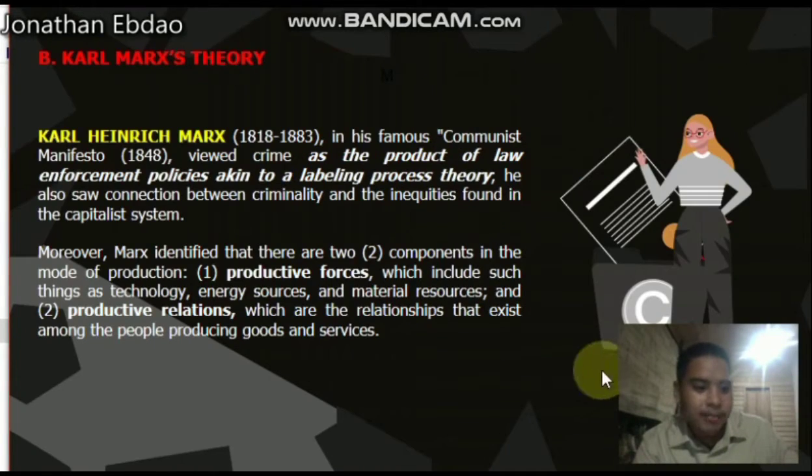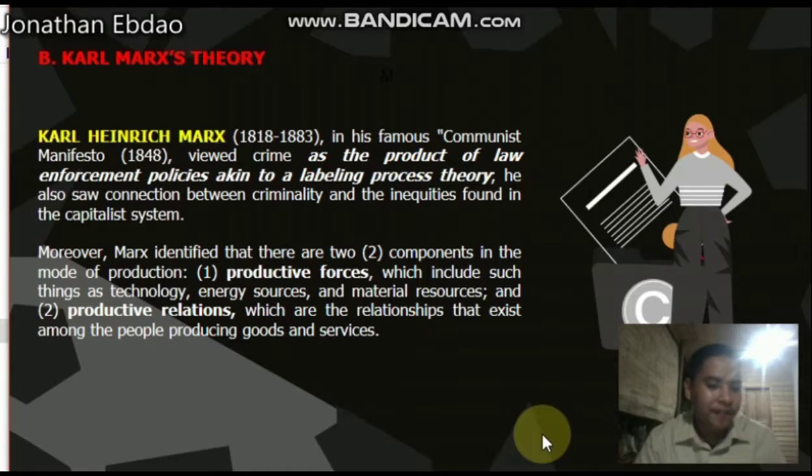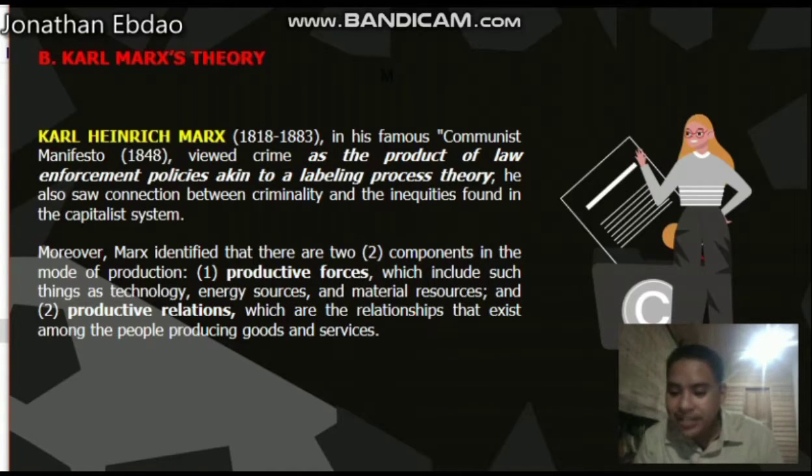The next one is the Karl Marx theory. In his famous Communist Manifesto, Marx viewed crime as the product of law enforcement policies, akin to labeling process theory. He also saw a connection between criminality and the inequities found in the capitalist system. According to Siegel 2004, he concluded that the character of every civilization is determined by its mode of production, the way its people develop and produce material goods. Moreover, Marx identified two components in the mode of production. First, productive forces, which include such things as technology, energy sources, and material sources. Second is the productive relations, which are the relations that exist among people producing goods and services.